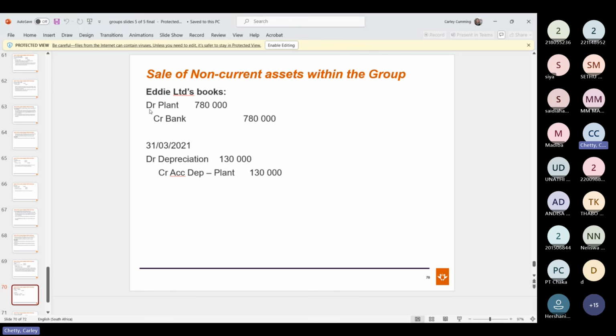In Eddie's books, Eddie will show that they have bought this plant from Sandy. So they are debiting plant 780,000, credit bank 780,000. And every year, Eddie will depreciate this plant. They are debiting depreciation 130,000. And that is calculated by taking the cost of the plant of 780,000 divided by 6. They are crediting accumulated depreciation plant 130,000. So that is in Eddie's separate financial statements.